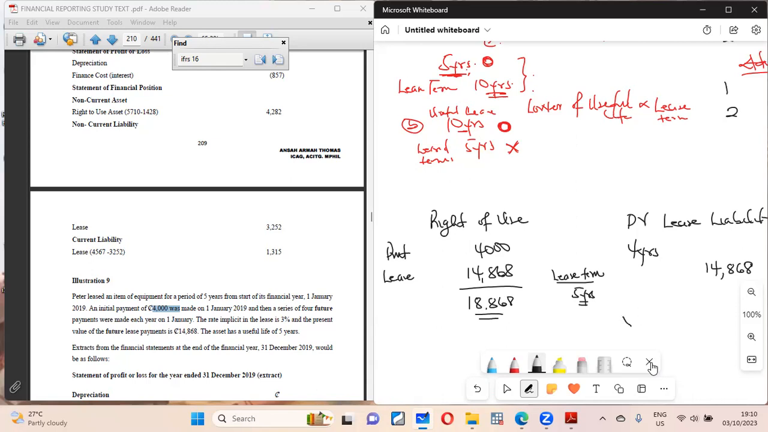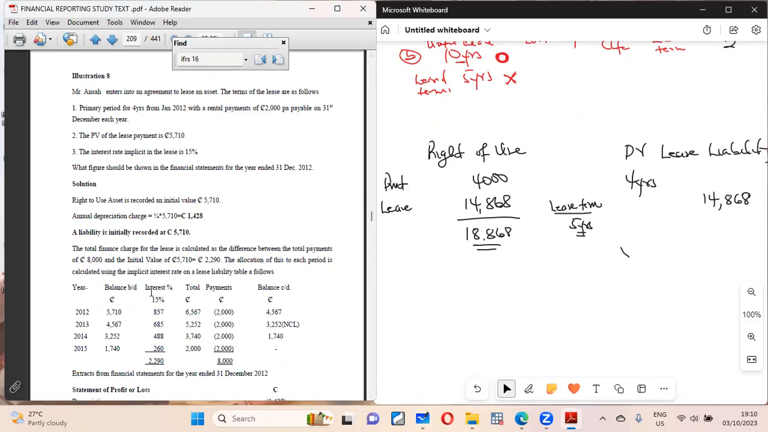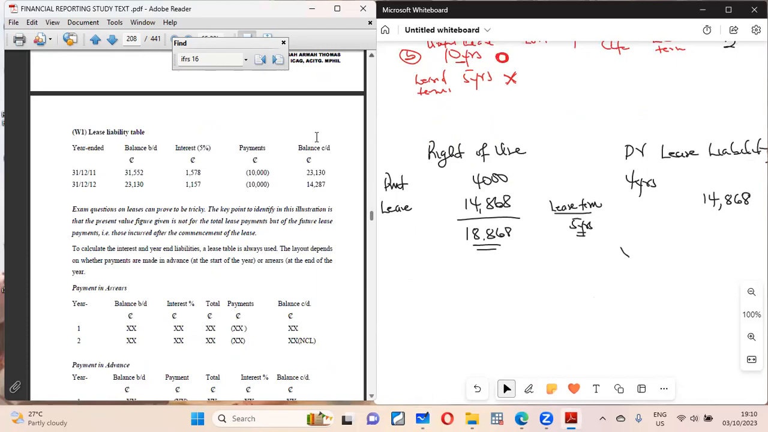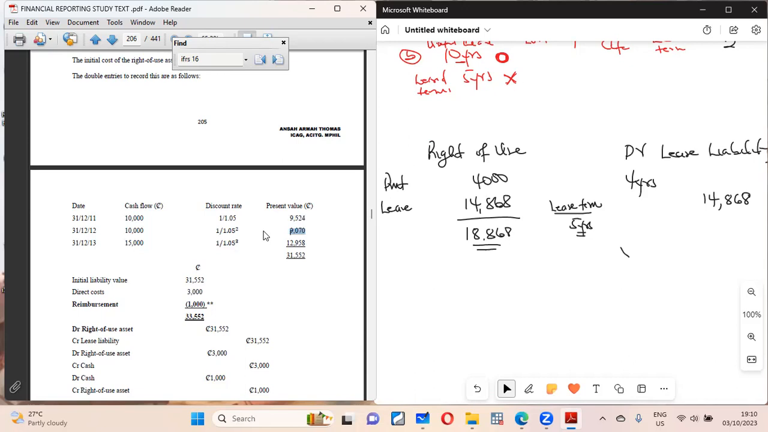Now, this is how you get your figures. Of course, those of you who have the manual, you realize that there are examples where you will have to do the PVing. You will be the ones PVing the value. Everything we've said is here. There are illustrations where they will give you the discount factor, then you will be doing the PV of the payment. So you will get this, then you bring it here. If there is any direct cost, you add. If there is any reimbursement, like we said, less incentive, you deduct. Then you get your figures.